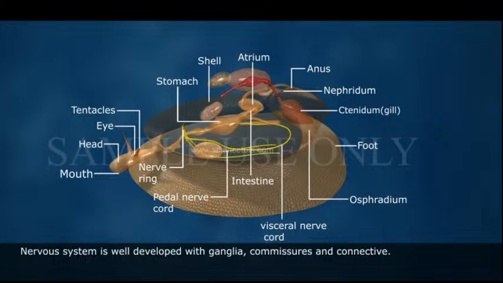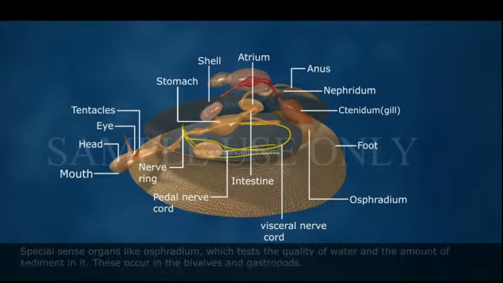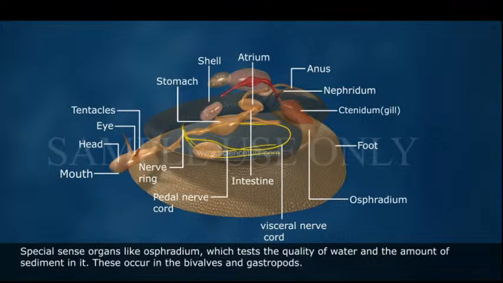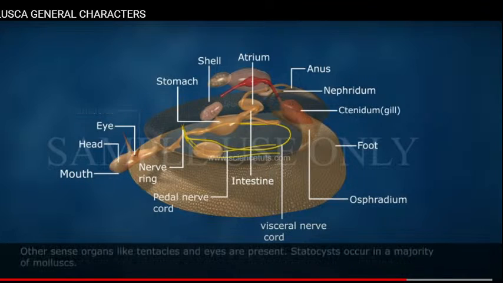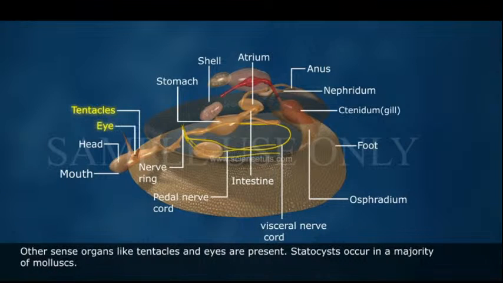Nervous system is well developed with ganglia, commissures and connectives. Special sense organs like osphradium test the quality of water and the amount of sediment in it. These occur in the bivalves and gastropods. Other sense organs like tentacles and eyes are present. Statocysts occur in the majority of mollusks.